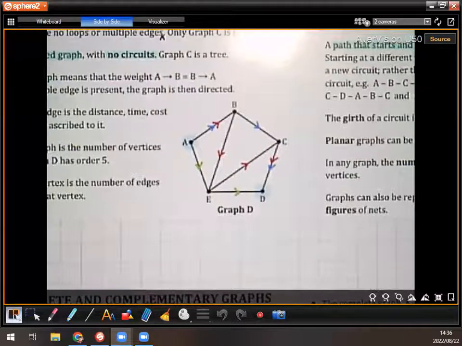So I'm going to show you now. I'm going from A back to A. But now they're saying it's going from B back to B, following the same circuit. But it's just a different version.